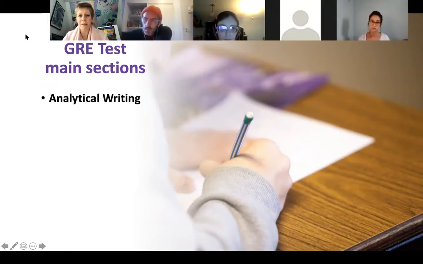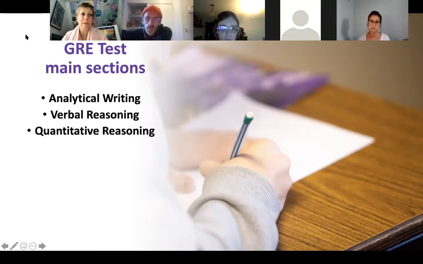There are 3 main sections. The test starts with the analytical writing section. That's what we're going to talk about today. Then there is the verbal reasoning section, which is what we're going to talk about in the last 2 classes. And then there's the quantitative reasoning section, which is the math section, okay?